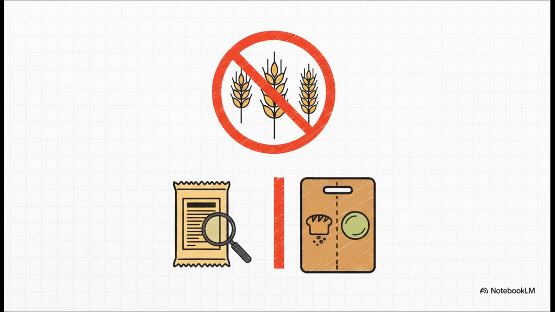Okay, but for celiac disease, the dietary management is, well, it's non-negotiable. It's absolute. We're talking a strict, lifelong, 100% gluten-free diet. There's no wiggle room. That means eliminating all sources of wheat, rye, and barley. Patients have to become detectives, reading every label because gluten can hide in so many processed foods.